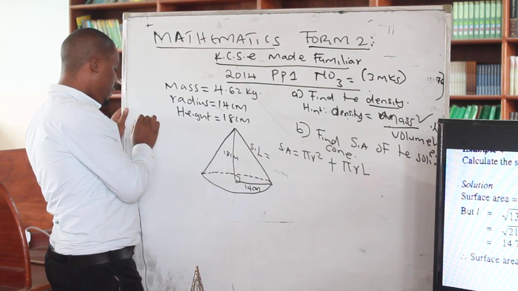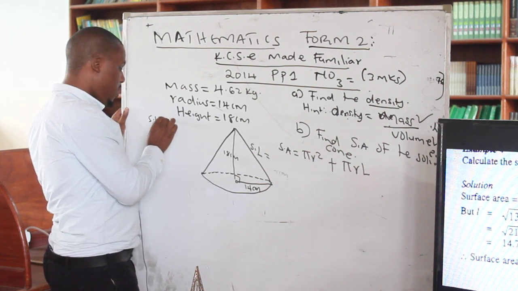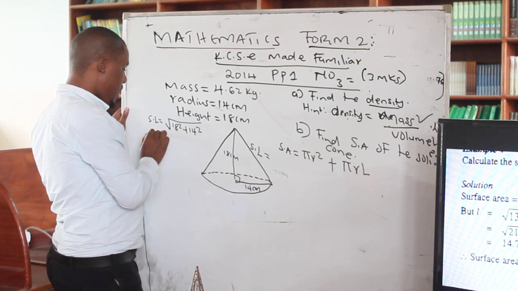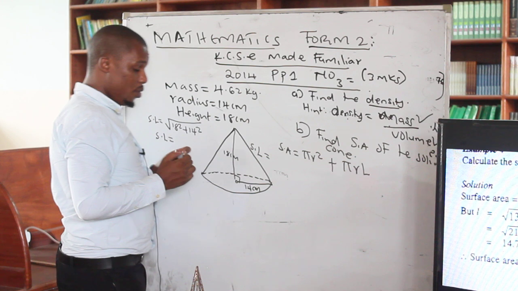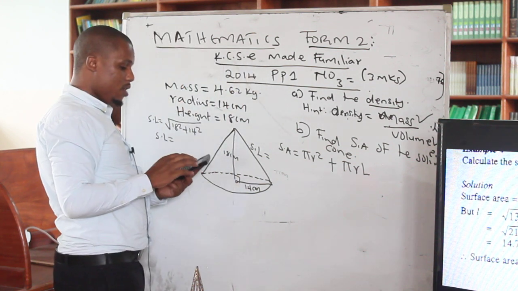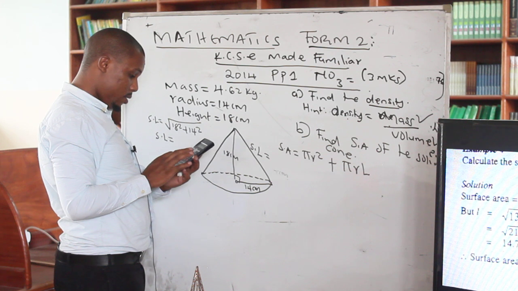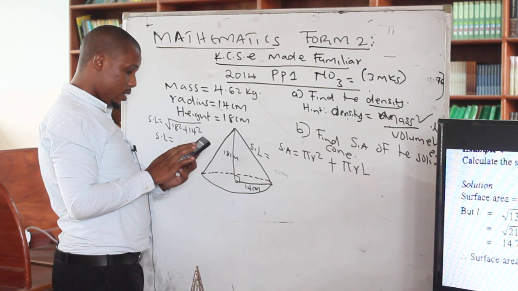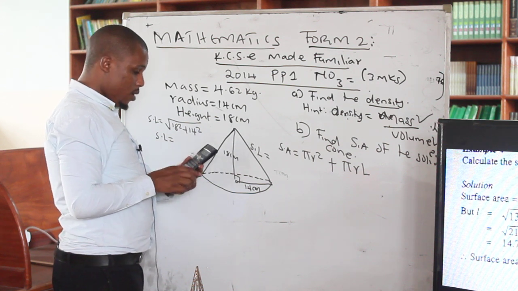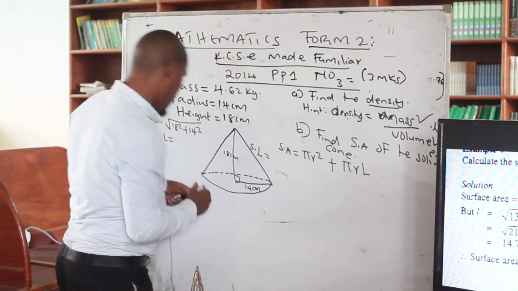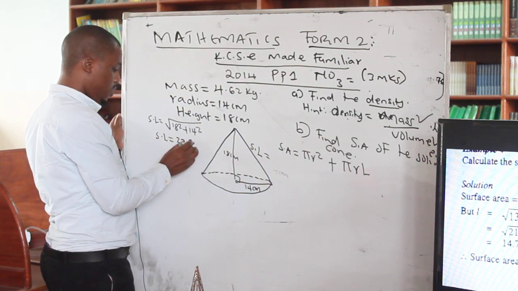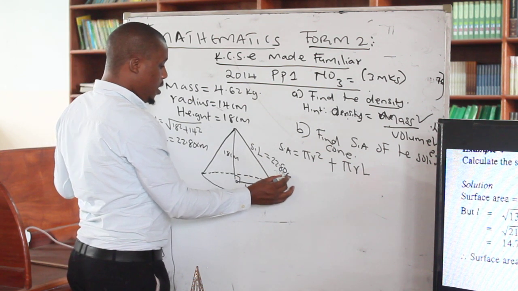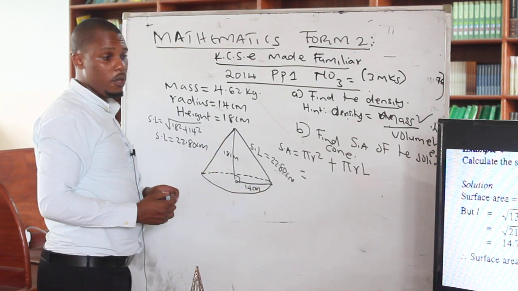The slanting length is given by the square root of 18 squared plus 14 squared. So you take your calculator, the square root of the bracket 18 squared plus 14 squared, then you find the square root of it. This gives us 22.80 centimeters.